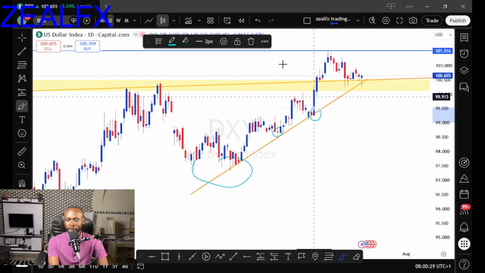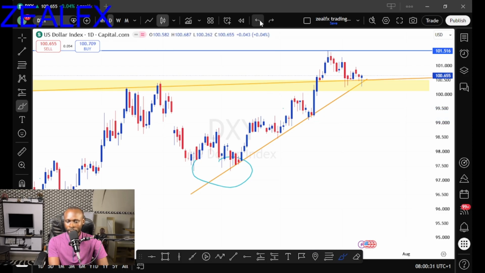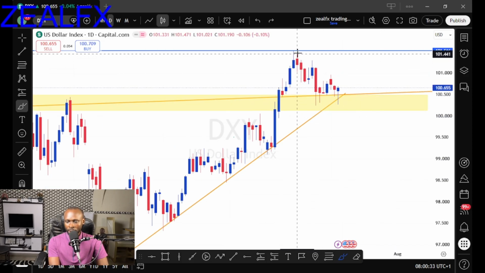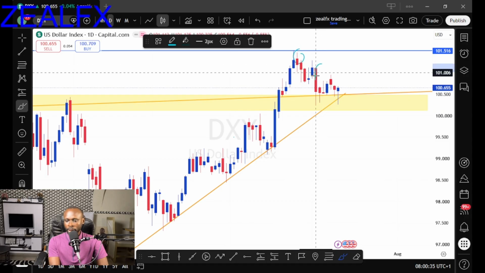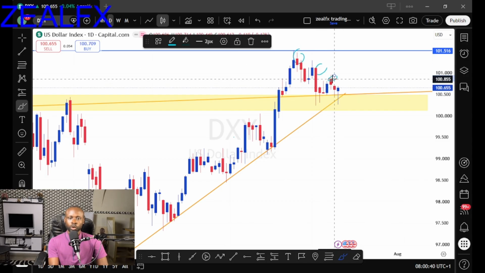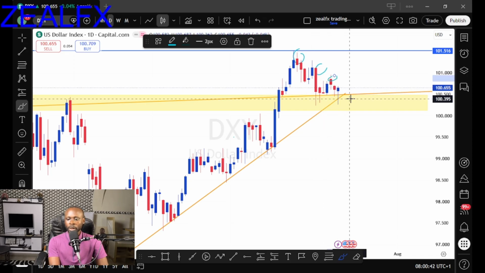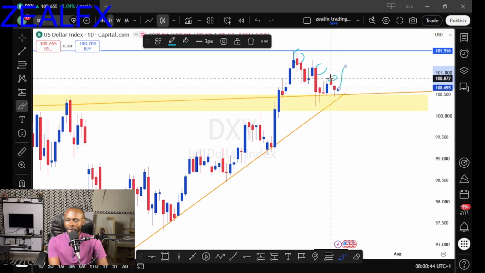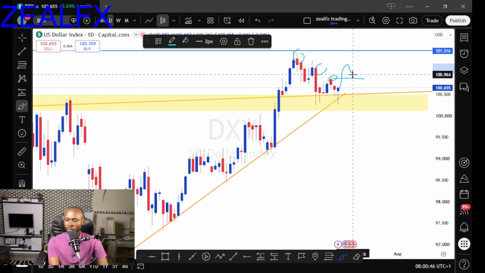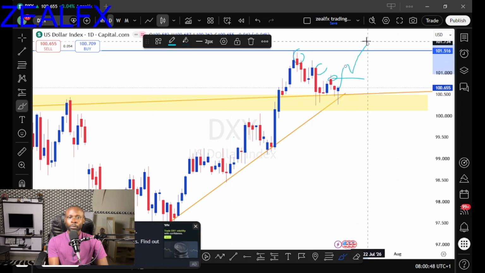Then we now have an inner structure for the dollar index. We have this higher high, then a lower high, then a lower high. This inner structure indicates we need price to break above it for us to wait for a retest, then we'll start looking for the buying opportunity on the dollar index.